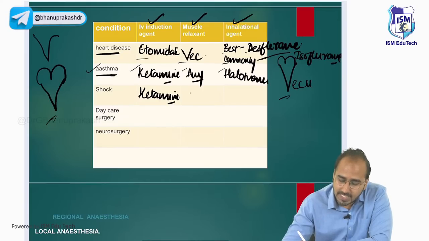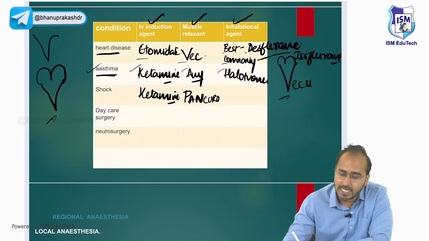Which is the muscle relaxant of choice in shock? The muscle relaxant of choice in shock is pancuronium. OK, pancuronium. Which is the inhalational agent of choice in shock?